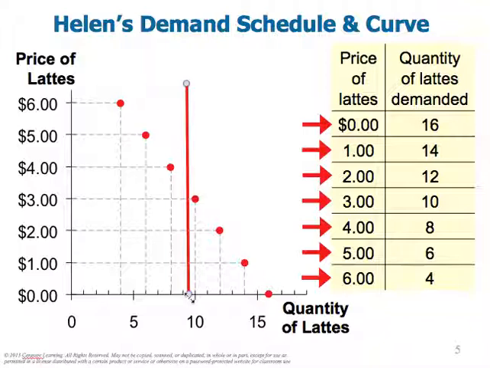We are ready to pay as much as $6 or even more than that to get 9.5 lattes. We are also ready to pay $1 for 9.5 lattes. So the main thing here is that we might have a vertical demand curve when the quantity demanded is independent of the price of lattes, when it does not depend on price.